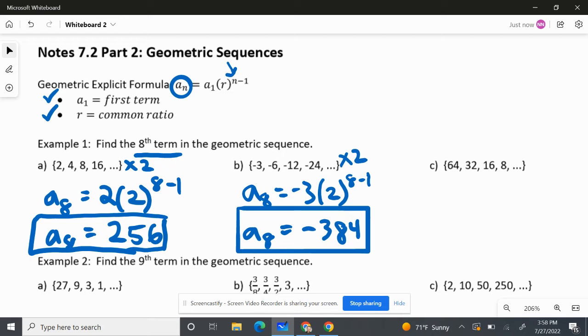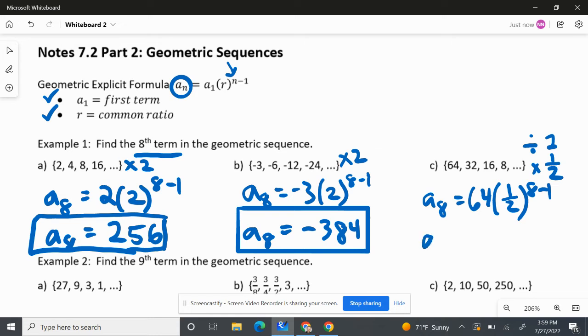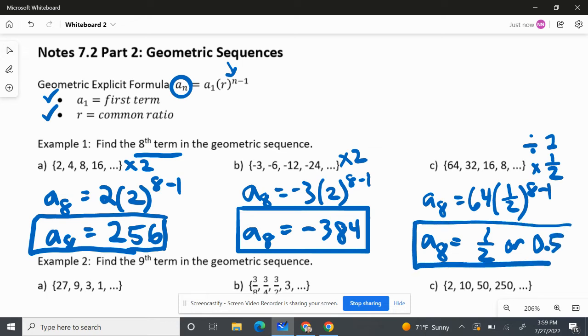Now for letter C, this time notice that we're dividing by 2. And remember when we say we're dividing it by 2, it's the same thing as multiplying it by 1/2. So a sub 8 equals 64 times 1/2, and then raised to the 8 minus 1. Now with this, you could either get the answer as a fraction or a decimal. It doesn't matter. As a fraction, you should have 1/2, or if you like the decimal better, it should be 0.5. Pause the video and try those next 3.